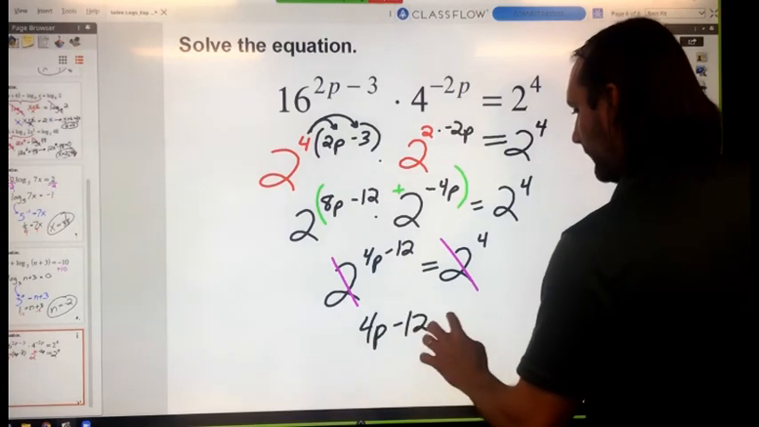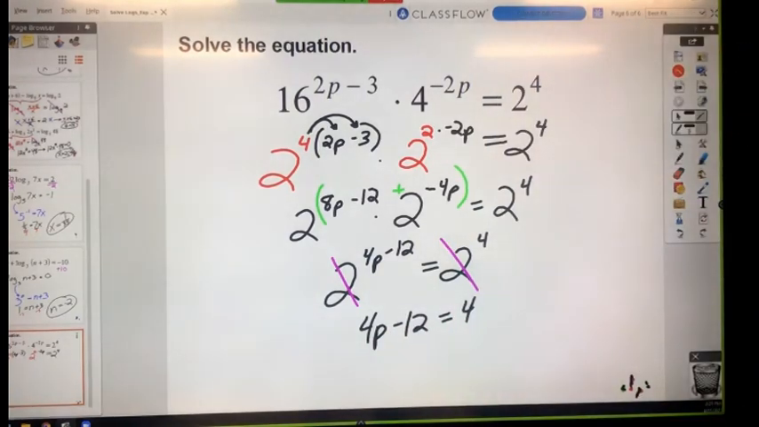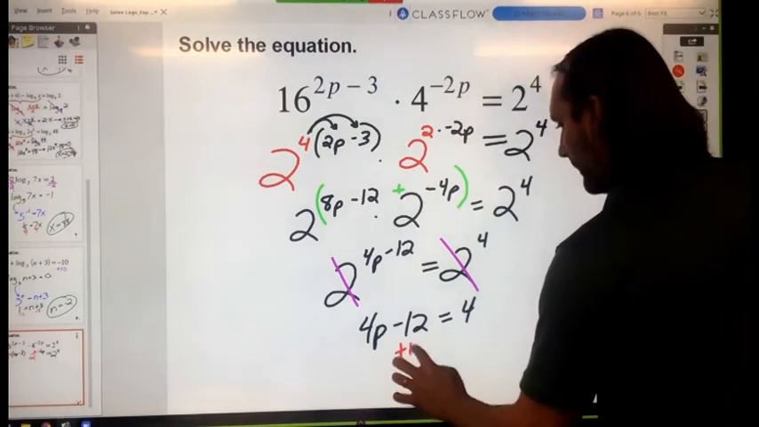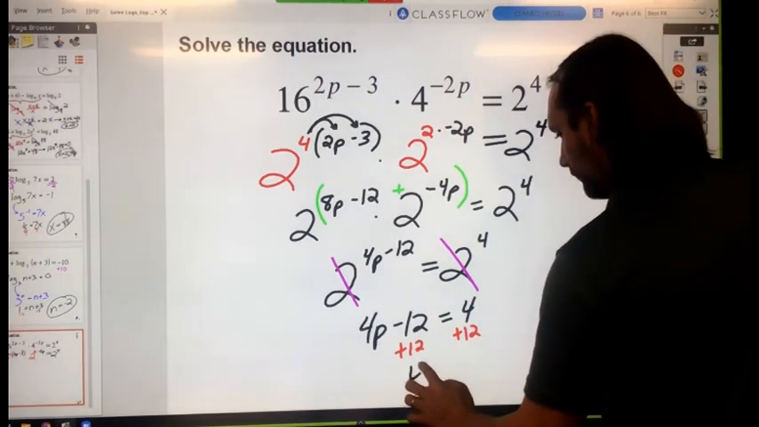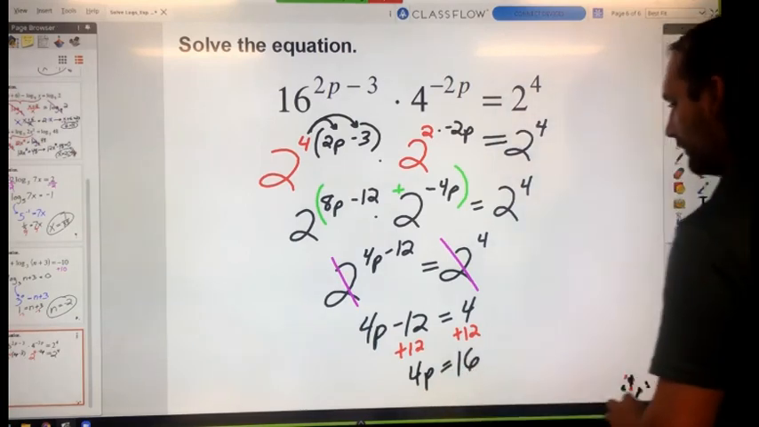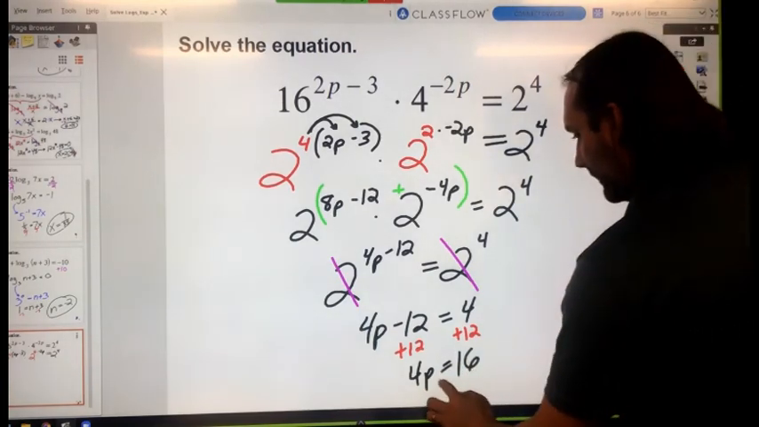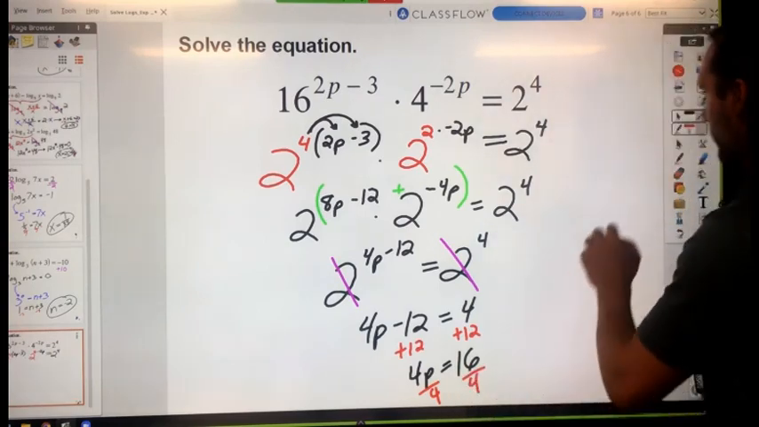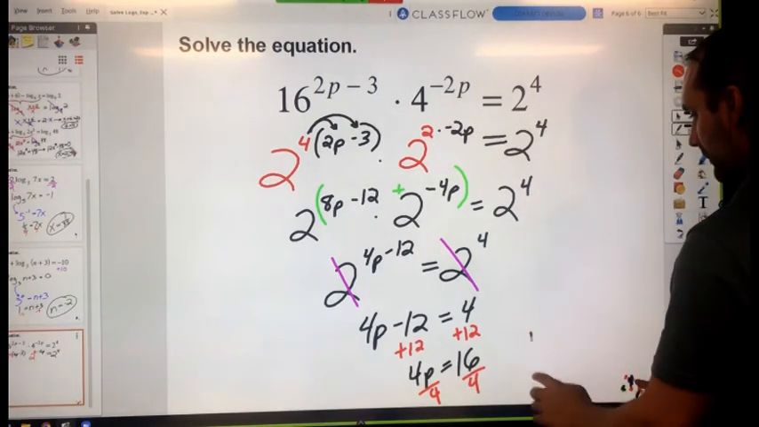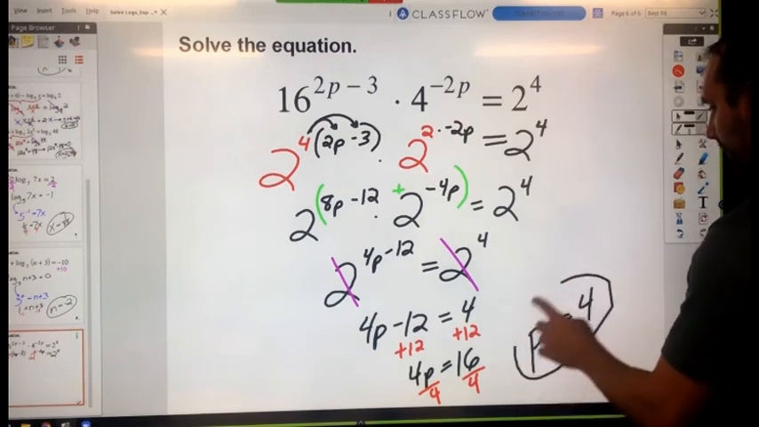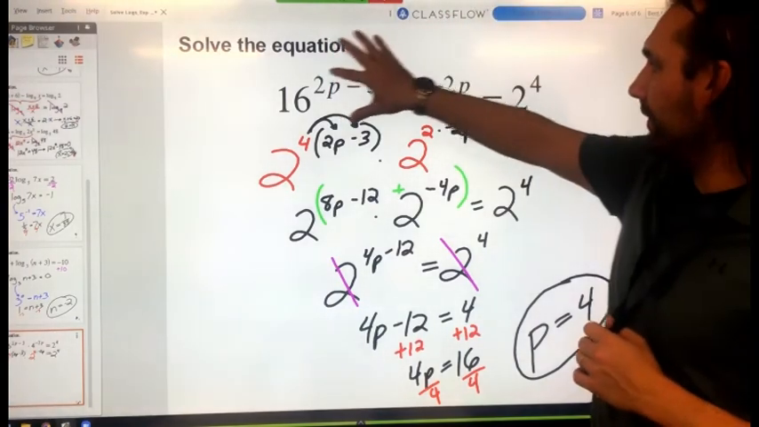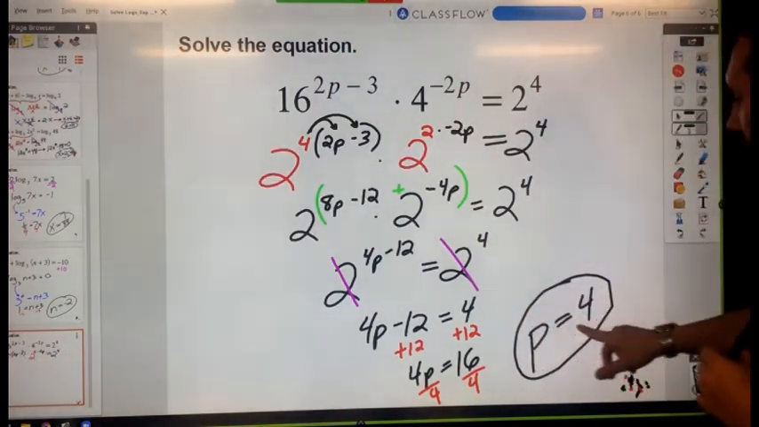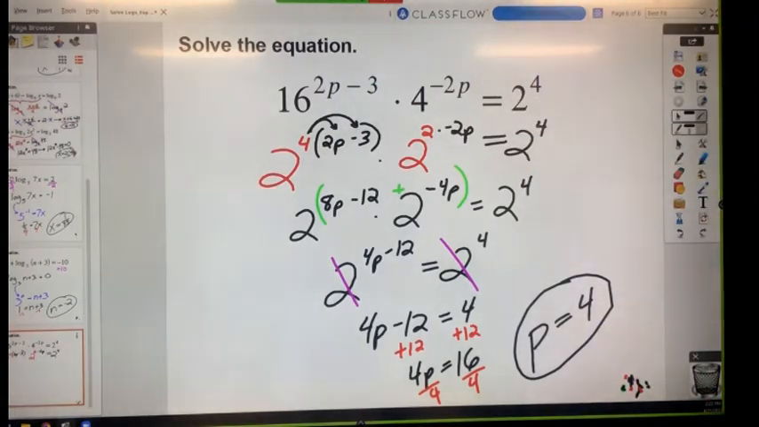4p minus 12 equals 4. Luckily it's linear. Should be pretty easy to solve from here. So I'm going to add 12 to both sides. That gives me 4p equals 16. And then last but not least, divide by 4. p equals what? p equals 4. Now you don't have to worry about any kind of extraneous solutions with exponents, so we know it's not going to crash on us. But it would be a good idea to plug it in anyway, just to make sure you know you're right.